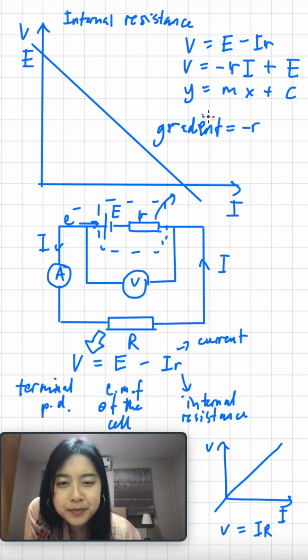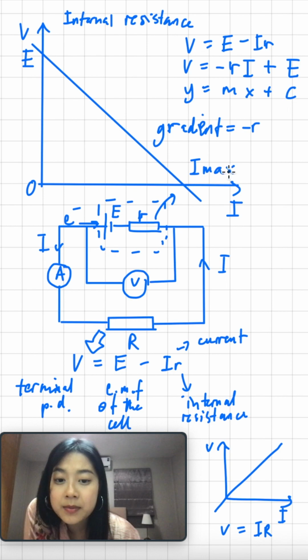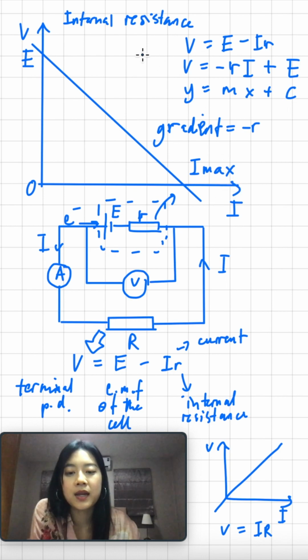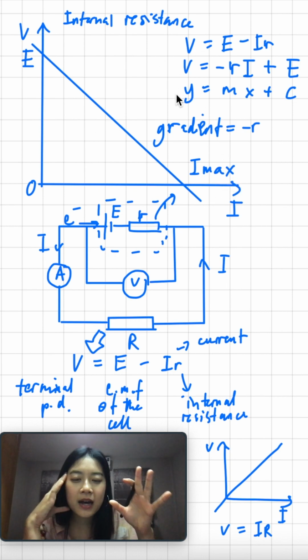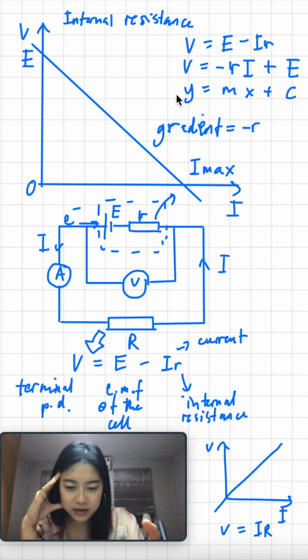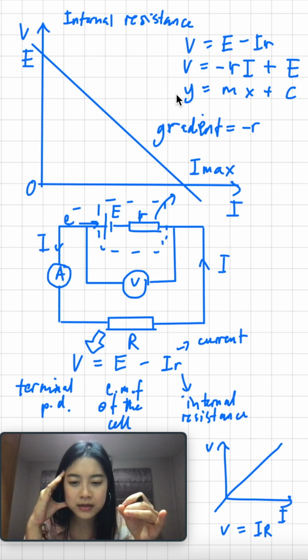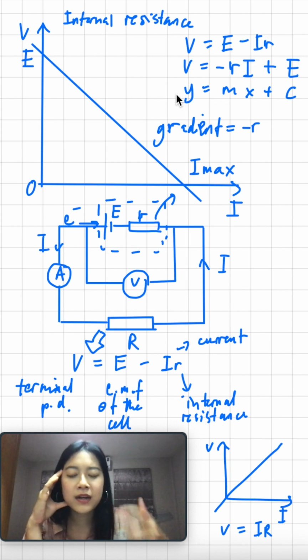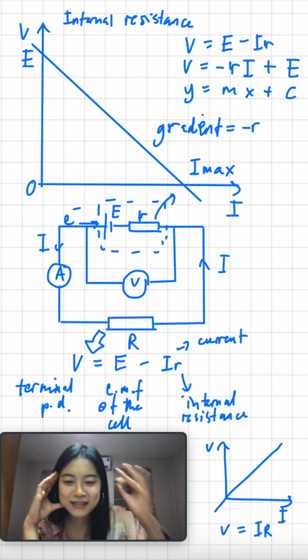And then this point is 0, 0. And then here is something which is called Imax, which is the maximum possible current that you can get in this circuit. Even though that might make sense mathematically, that might not yet make sense in real life. So I'm going to explain some more.